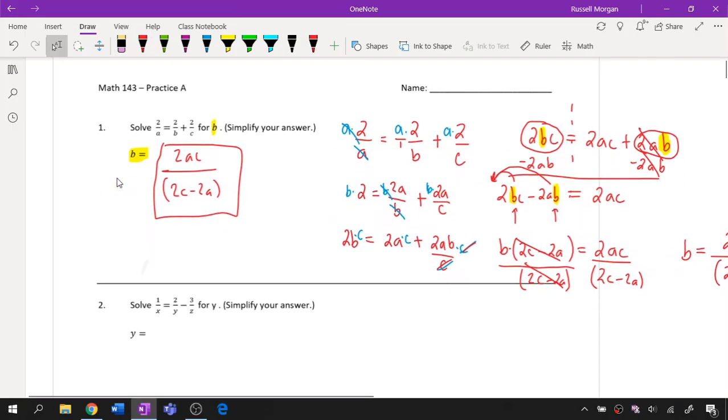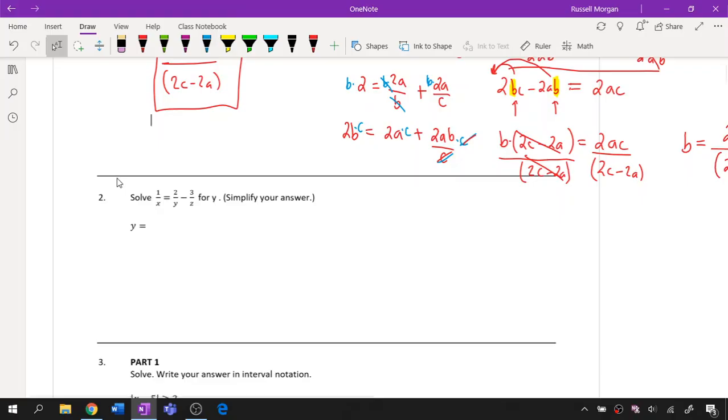Now this next problem is very similar. So let's do this one a little bit quicker. Same idea. This time we're solving for y, so we've got to get y equals. But I notice I have a fraction here, so I'll leave myself a little more room this time. Oops, not 2 times y, but 2 over y.